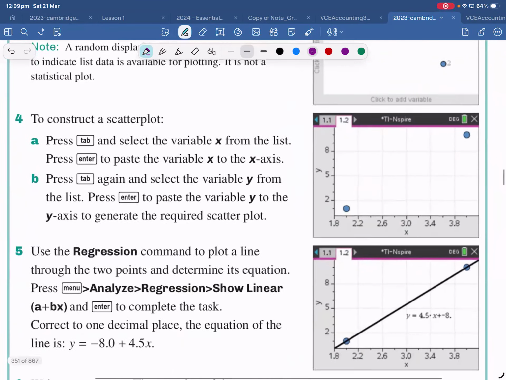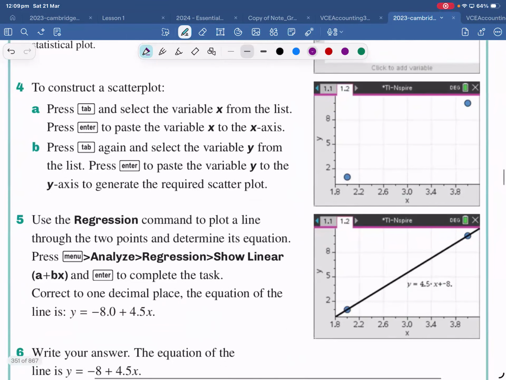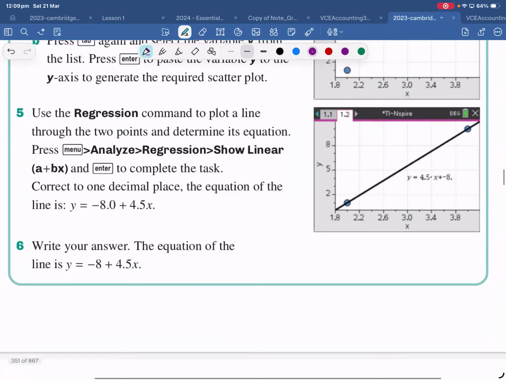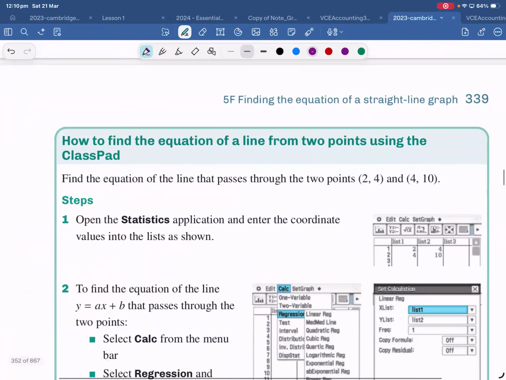Good. Then you have to go to the regression, number 5. Got it? So y equals negative 8 plus 4.5x. Good.